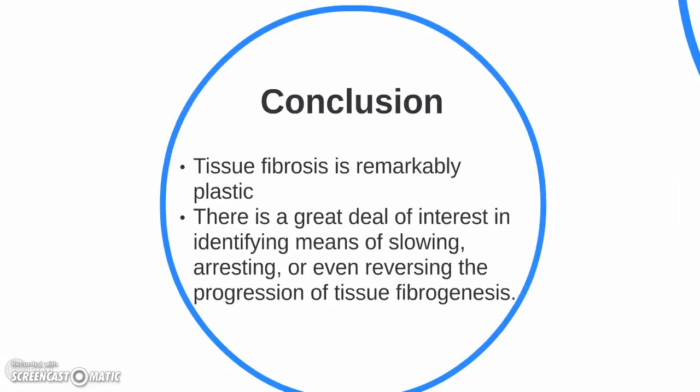Conclusion: tissue fibrosis is remarkably plastic. There is a great deal of interest in identifying means of slowing, arresting, or even reversing the progression of tissue fibrogenesis.